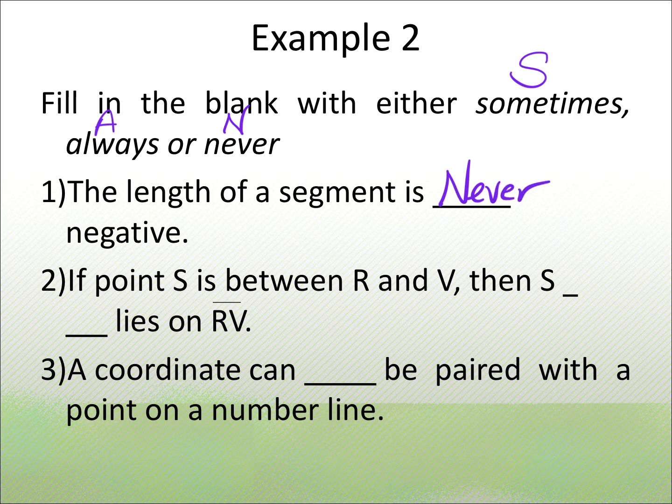The next one, if point S is between R and V, then S lies on segment RV. So if I give you a little visual, R and V, and if S is between, yes it does. It is always. Beautiful. I'll just put a capital A. Number 3, a coordinate can be blank, sometimes, always, or never, be paired with a point on a number line. And this is the ruler postulate, so it's always.